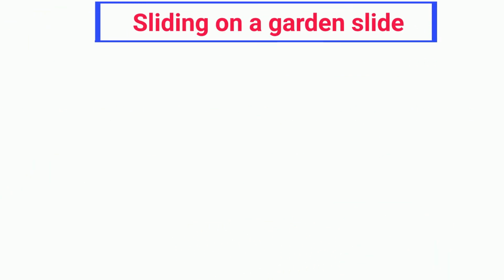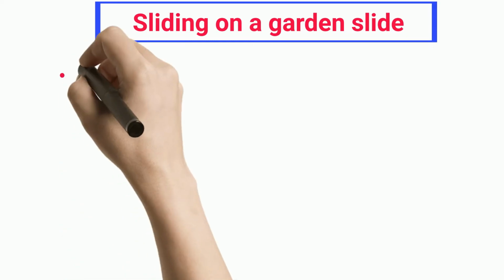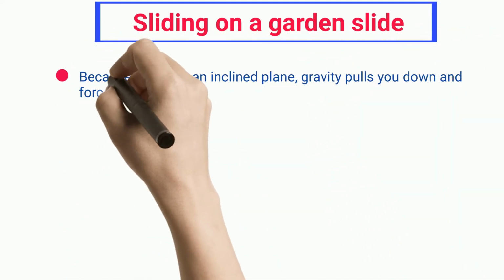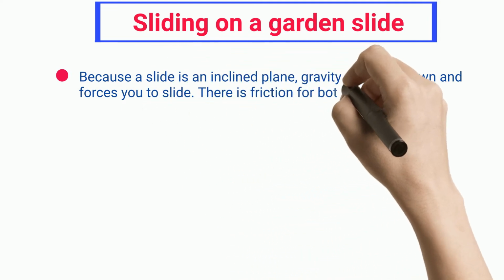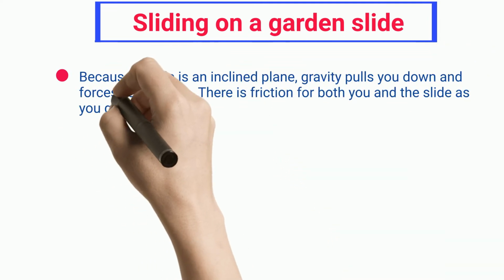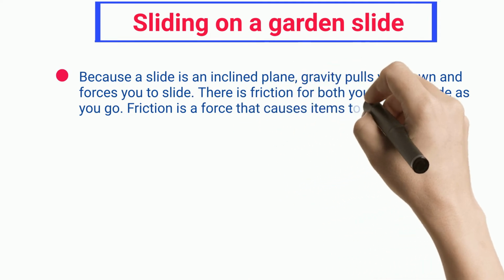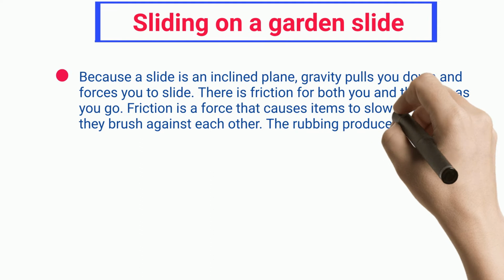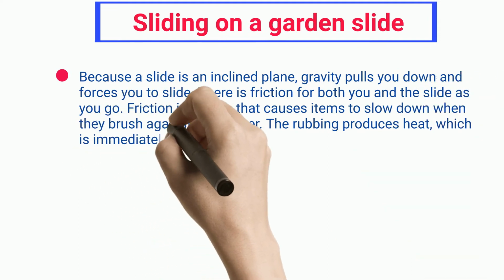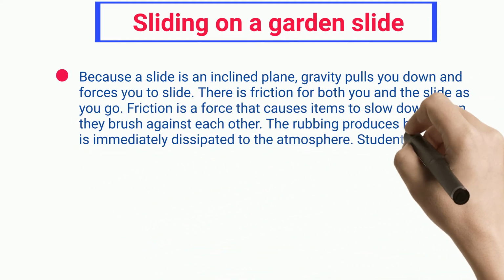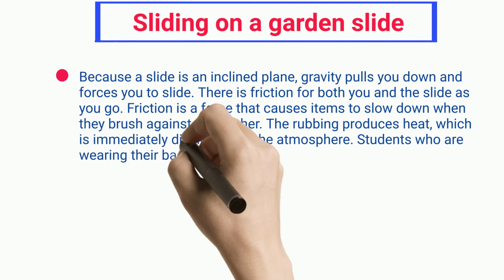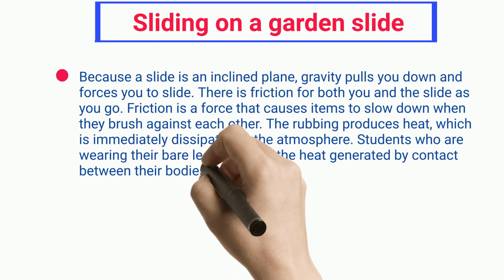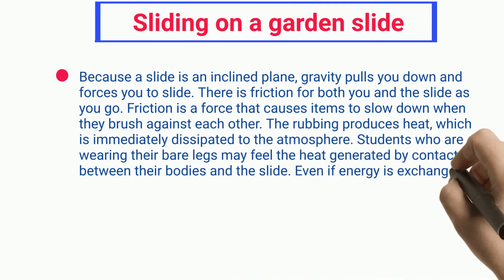Sliding on a garden slide. Because a slide is an inclined plane, gravity pulls you down and forces you to slide. There is friction for both you and the slide as you go. Friction is a force that causes items to slow down when they brush against each other. The rubbing produces heat, which is immediately dissipated to the atmosphere. Students who are wearing their bare legs may feel the heat generated by contact between their bodies and the slide. Even if energy is exchanged, it is always preserved.